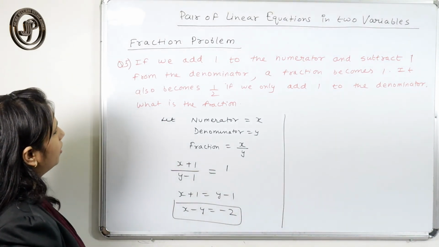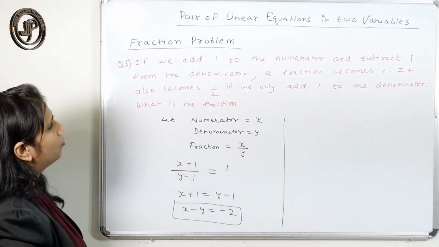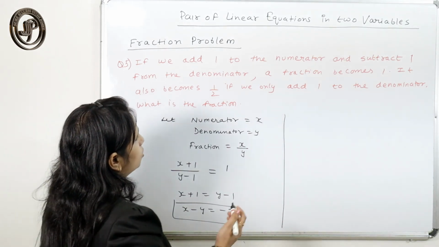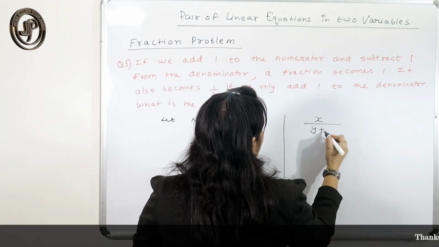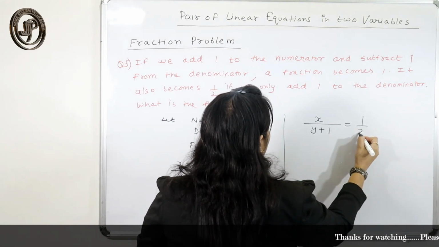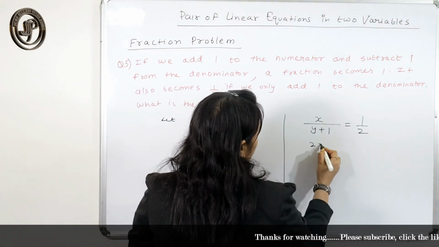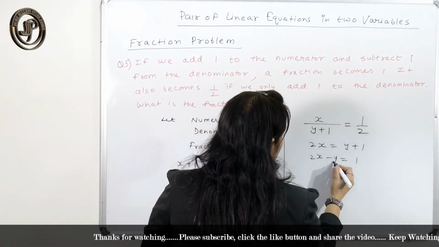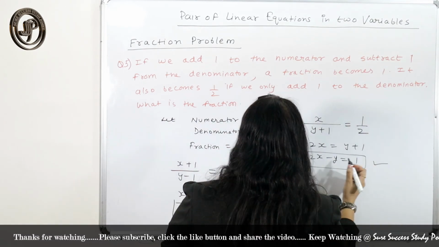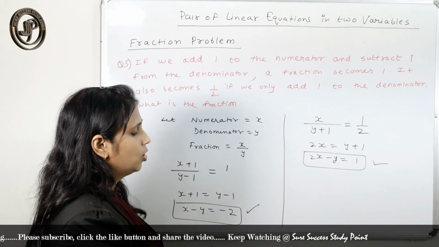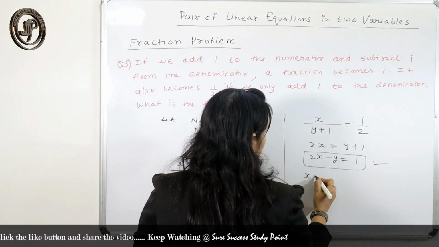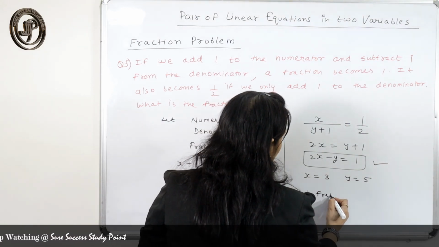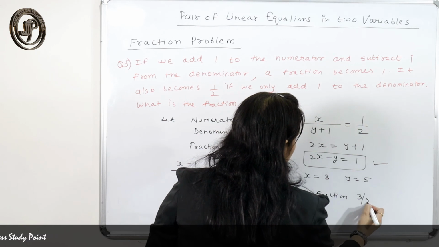Now the second criterion says it also becomes 1 by 2 if we only add 1 to the denominator. So numerator as it is, if we add only 1 to the denominator, the fraction becomes 1 upon 2. So it is what? Minus y is equal to 1. This is the second equation. This is the first equation. You can solve these two equations. You will get the value of x as 3 and y as 5. Therefore, the fraction becomes 3 by 5.